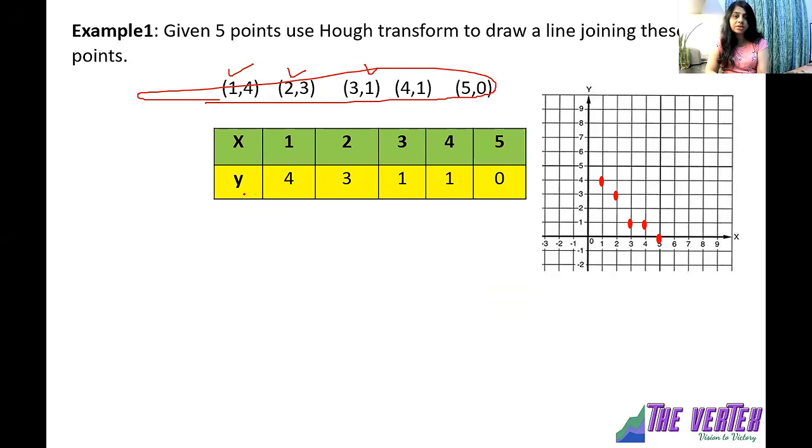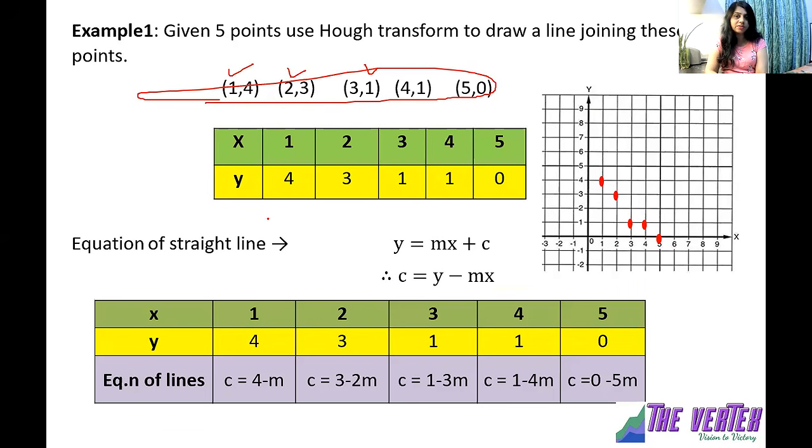Now how to solve this? First you know the equation of a line is y = mx + c. First we will convert it into MC space. Hence we will take c on one side and transfer mx to the other side. So we will get c = y - mx.